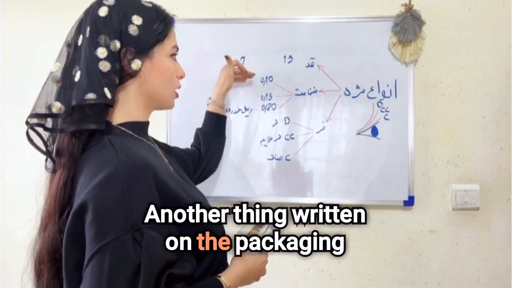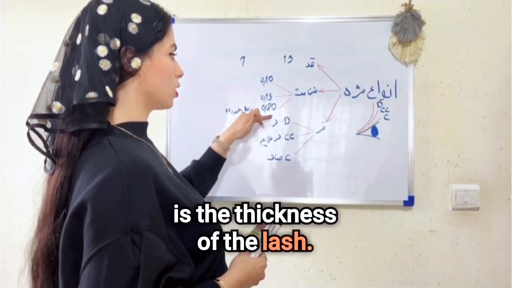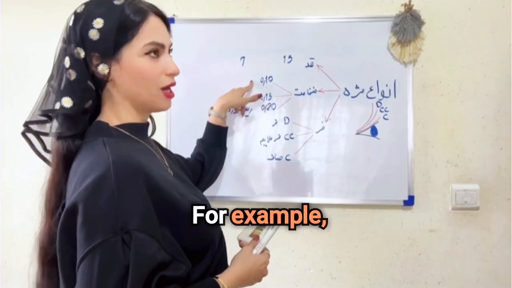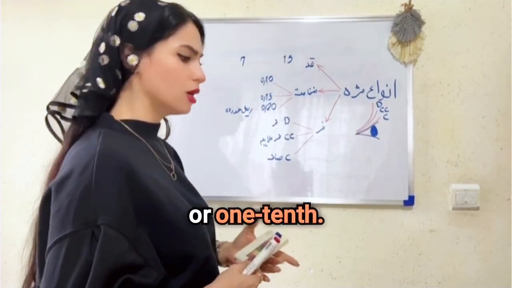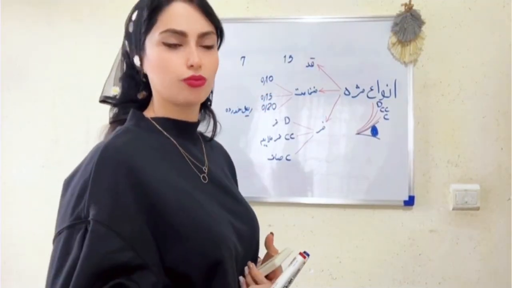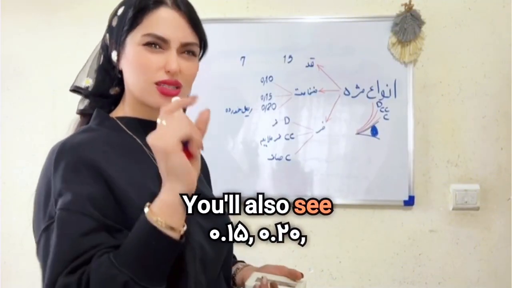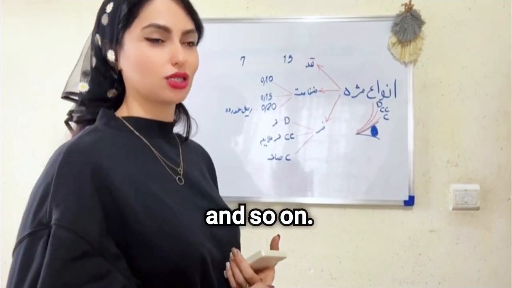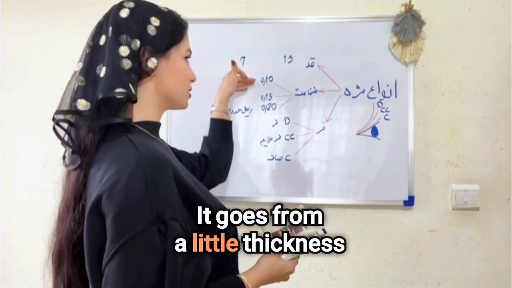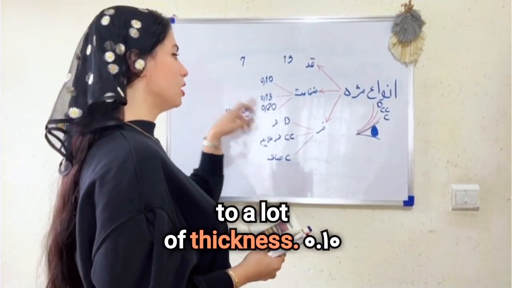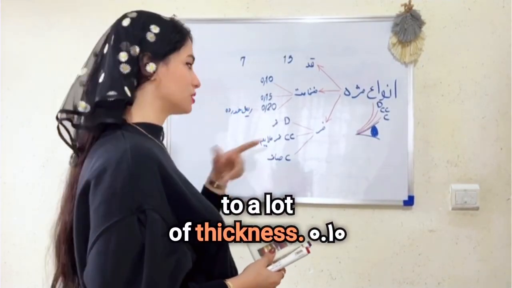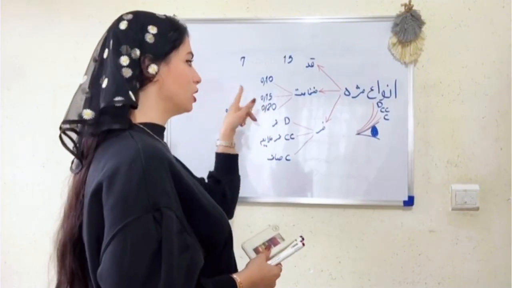Another thing written on the packaging is the thickness of the lash. For example, what is written here is 0.10 or 1/10. You'll also see 0.15, 0.20, and so on. It goes from a little thickness to a lot of thickness. 0.10 is the thinnest you can get.